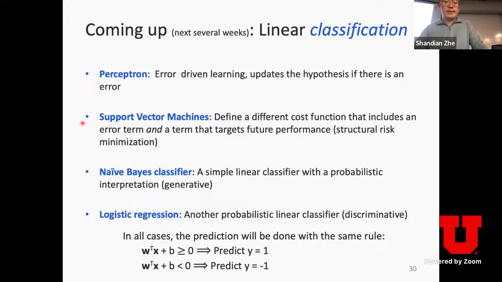And then we're going to introduce the support vector machines, which is a very powerful linear classifier. You'll see that support vector machine is motivated by the results of computational learning theory, and it invents a cost function which tries to trade off between the training error and the generalization error, which is reflected as the margin term, as we discuss later. And then we're going to introduce two probabilistic linear classifiers. One is called naive Bayes classifier. The other is called logistic regression.